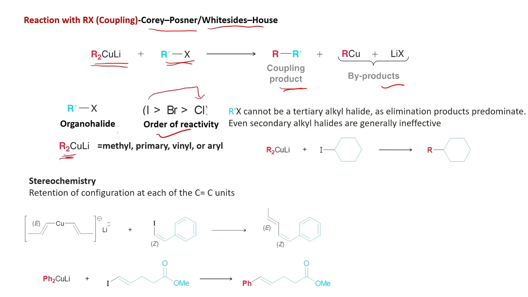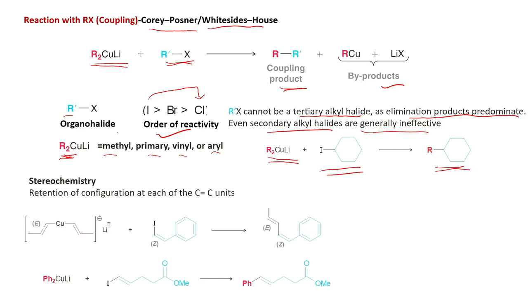Your R2 group can be methyl, primary, vinyl, or aryl. So in this reaction, your R2 or R prime is primary or secondary, but it cannot be tertiary, because in the case of a tertiary alkyl halide you will get an elimination product. Also with a secondary alkyl halide you will get an elimination product, but there are some exceptions. When you treat an organocopper lithium compound with a cyclic iodide, you will get your product.